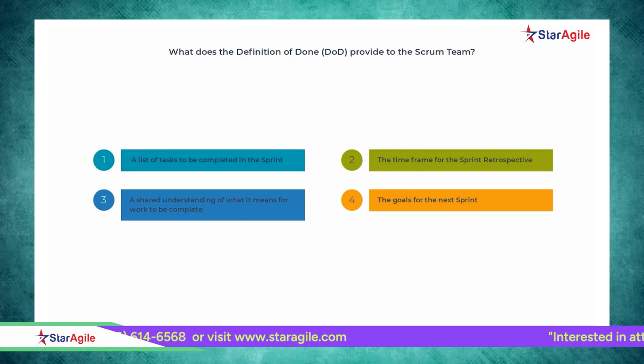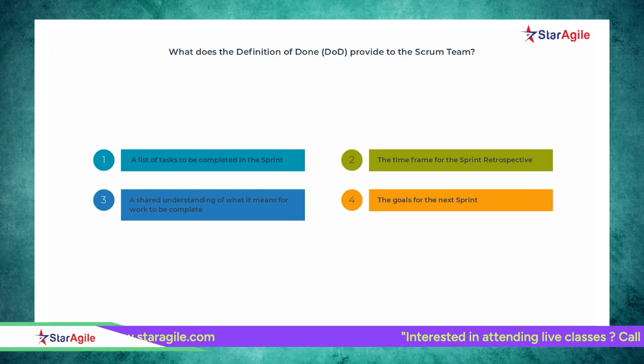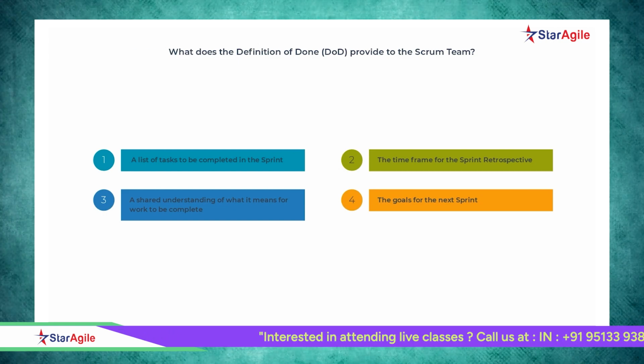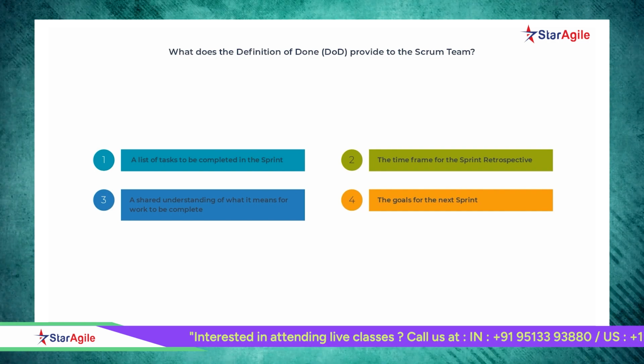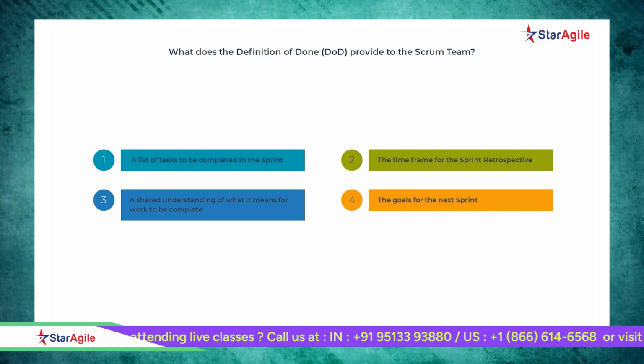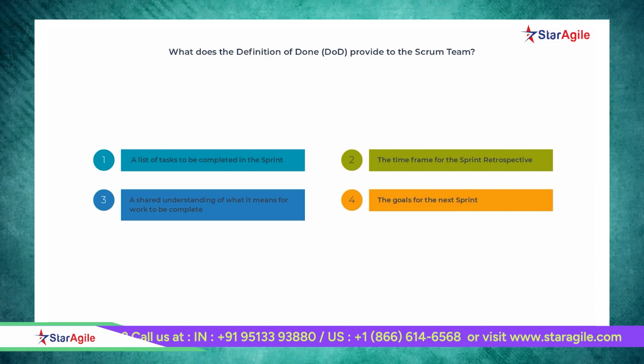What does the definition of done (DOD) provide to the Scrum team? Is it a list of tasks to be completed in the sprint, or the time frame for the sprint retrospective, or a shared understanding of what it means for a work to be complete, or the goals for the next sprint?